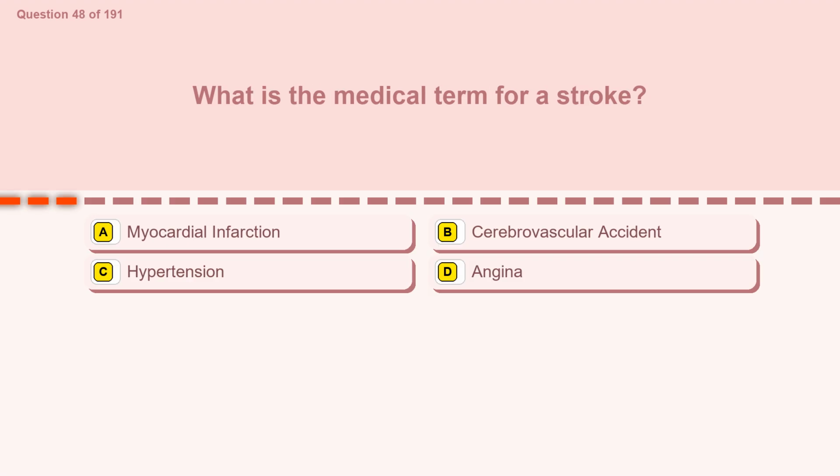Question 48. What is the medical term for a stroke? Option A. Myocardial infarction. Option B. Cerebrovascular accident. Option C. Hypertension. Option D. Angina.